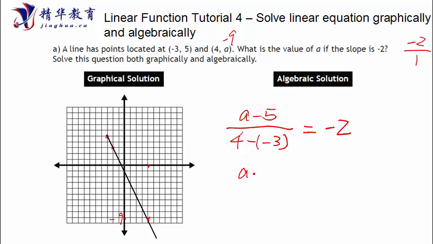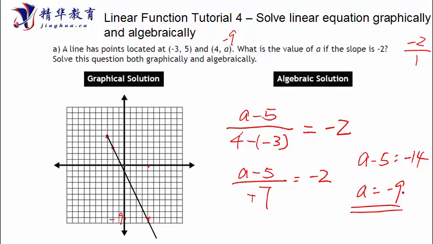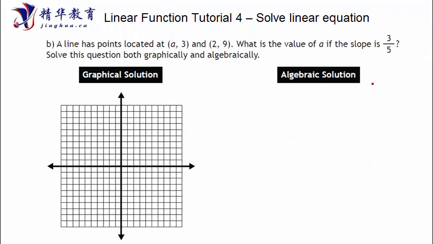So (a minus 5) over (4 minus -3), which is 7, equals -2. Then a minus 5 equals -14, and a equals -9. There we go. We got a equal to -9. So we checked by using the graphical and then the algebraic method. We got the same answer. That means we're doing them right. Make sense? All right, let's see the next one.